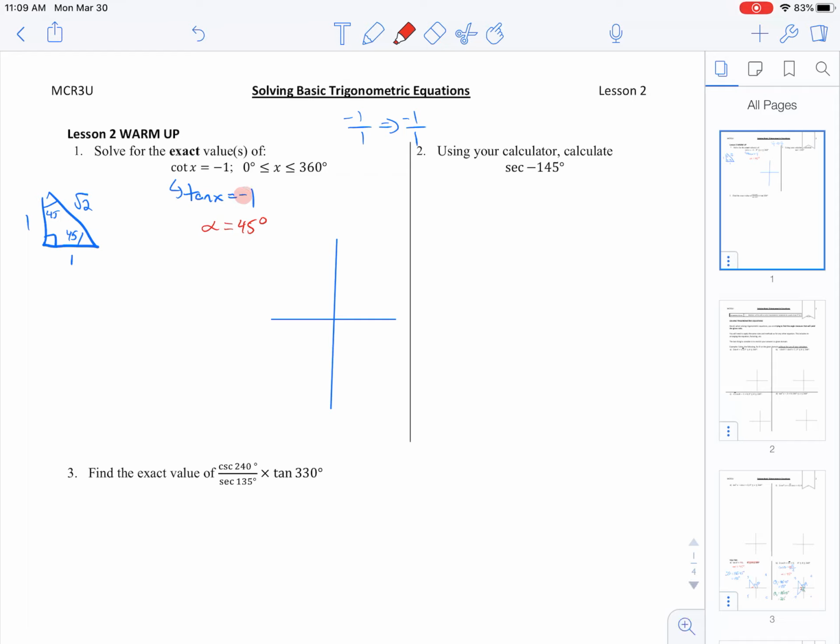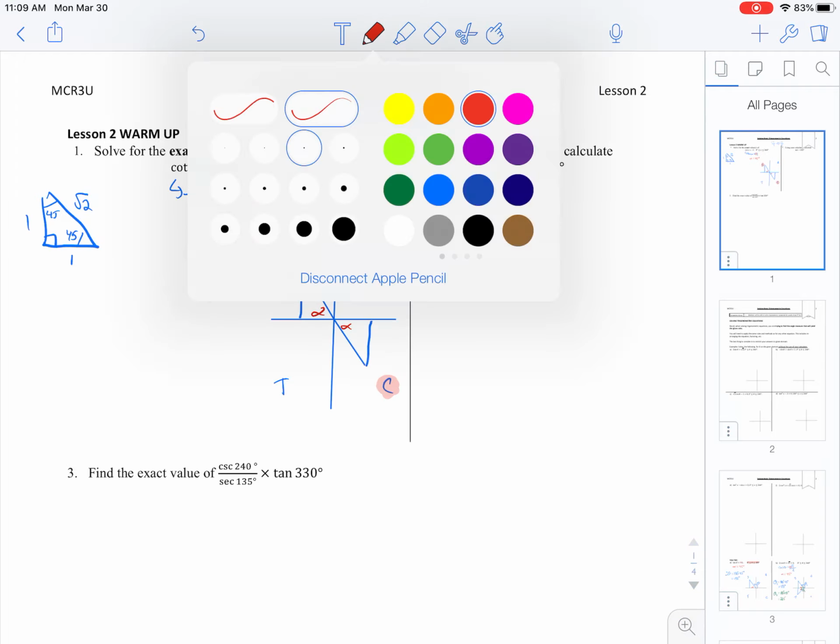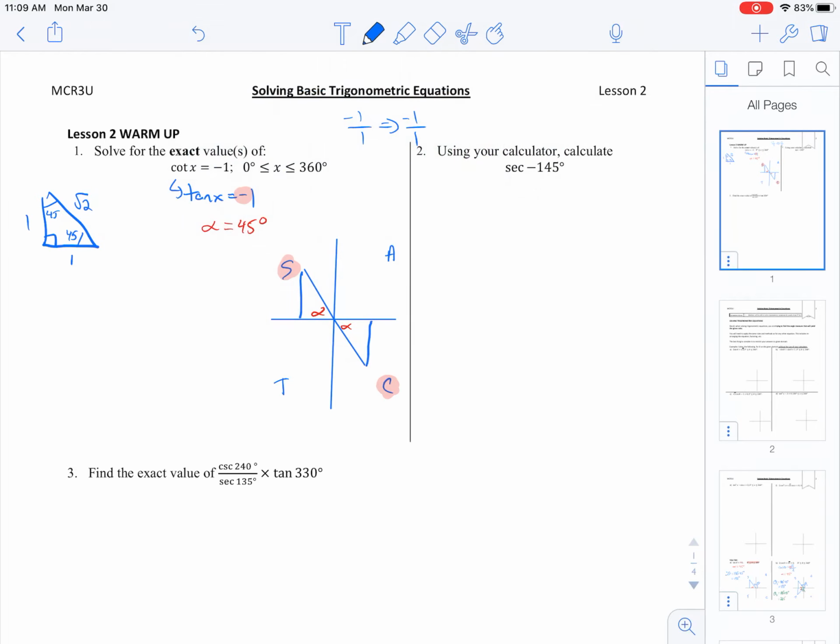Because it is a value that is negative for tan, I have to think, okay, the CAST rule, it's negative for tan. So where is it going to fall? It's going to fall in the S and the C quadrant. So I can go ahead and draw it there. I've got one there and my second one down here. And I know that alpha, the related acute angle, is in here.